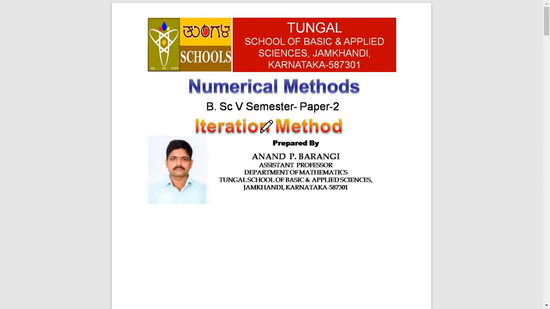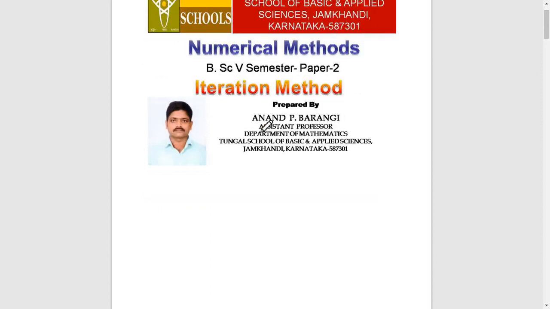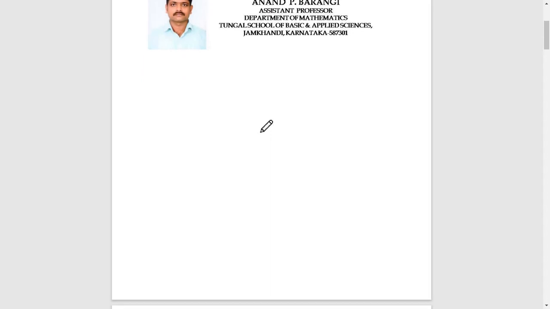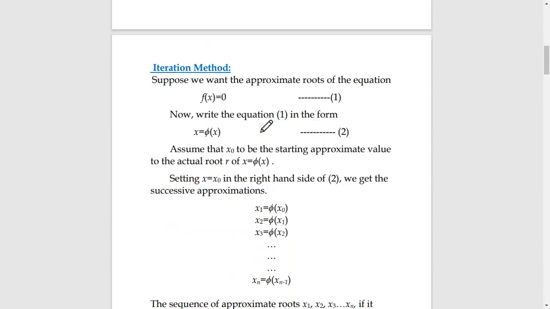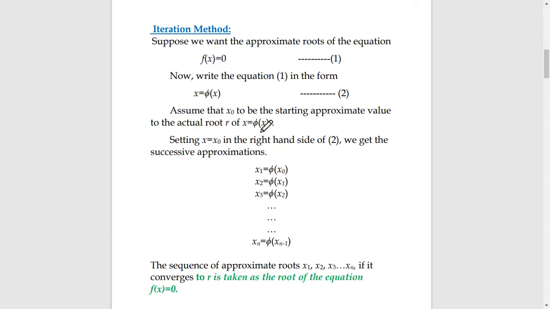So the iteration method is helpful in finding the value of the root of the given function f of x equal to 0. So let us see what the iteration method is. Suppose we want to approximate the root of the equation f of x equal to 0. Now we are going to write this equation 1, that is f of x equal to 0, in the form of x equal to phi of x.